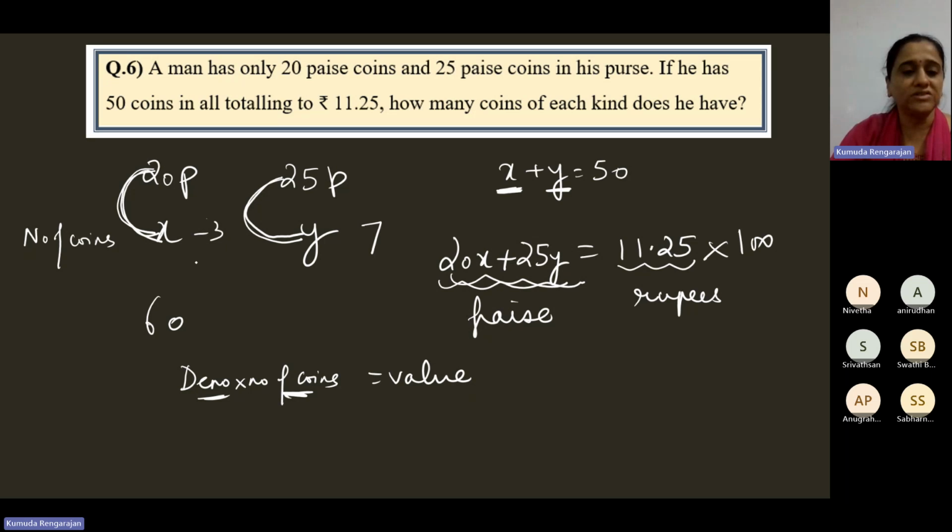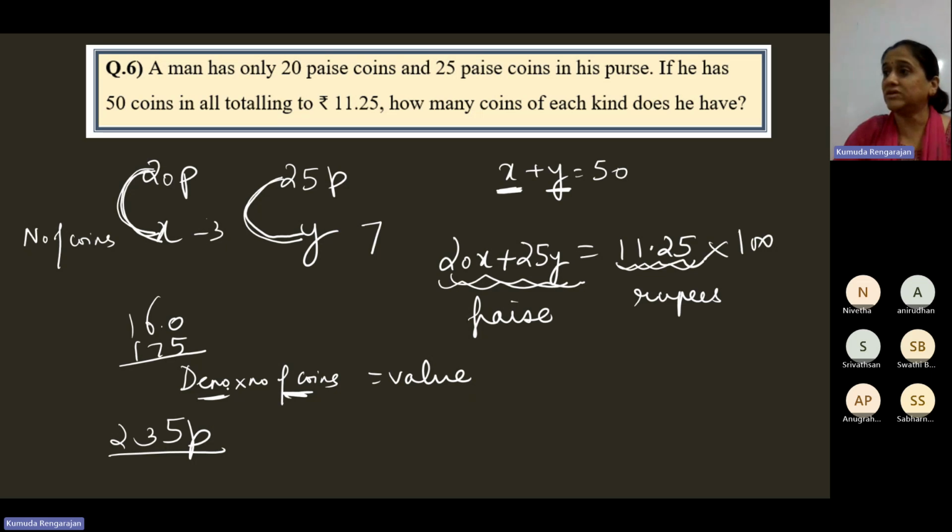So like here, 20 into 3, 60 paise. 25 into 7, 175 paise. When you add, 5, 3, 1 carried over, 2, 235 paise you'll get. But on the other side, it is 11 rupees 25 paise. It's in rupees. You should have both the sides in paise or both in rupees. So 20x, the value is in paise. 25y, the value is in paise. When you add these two, the total value is also in paise. On the other side, you have rupees. It will not balance. So you should convert this to paise by multiplying by 100.